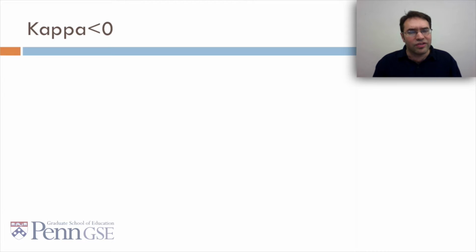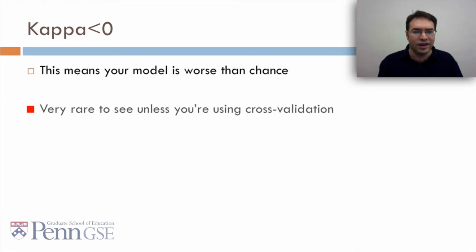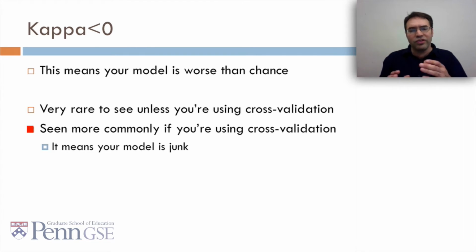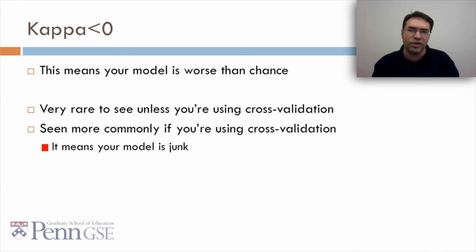What if kappa is less than 0, but greater than negative infinity? In this case, this means your model is worse than chance. Now, people didn't really see this very often when they used to use kappa for inter-rater reliability back in the day. But you do see it more often if you're using cross-validation, in which case it means your model's junk. And what it really means is that your model goes in the opposite direction in the training set and in your test set, which really is not something you want. I don't see it very often, but I have seen it in my life.